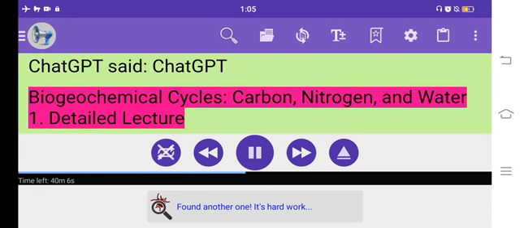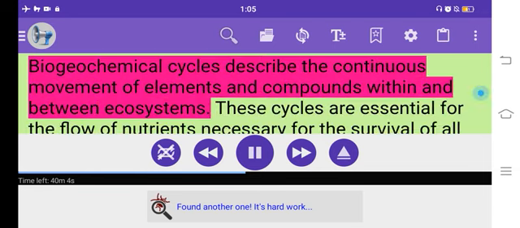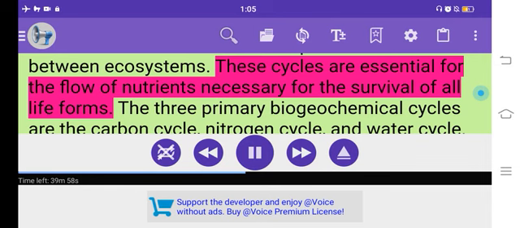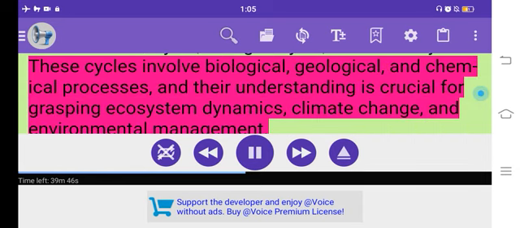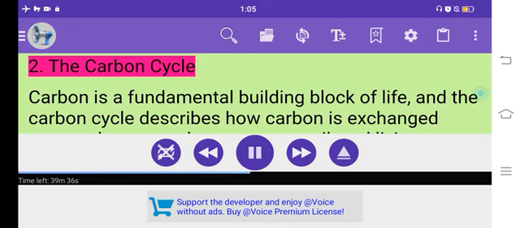Biogeochemical cycles, carbon, nitrogen, and water. 1. Detailed lecture. Biogeochemical cycles describe the continuous movement of elements and compounds within and between ecosystems. These cycles are essential for the flow of nutrients necessary for the survival of all life forms. The three primary biogeochemical cycles are the carbon cycle, nitrogen cycle, and water cycle. These cycles involve biological, geological, and chemical processes, and their understanding is crucial for grasping ecosystem dynamics, climate change, and environmental management. 2. The carbon cycle.